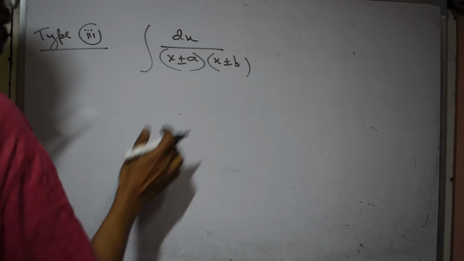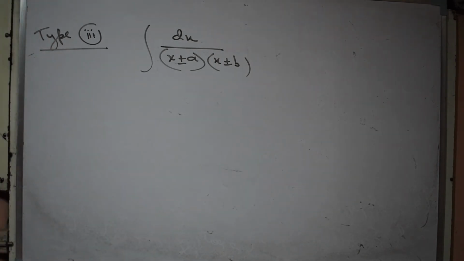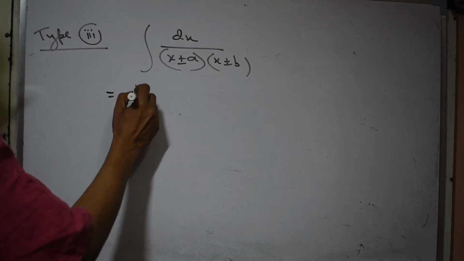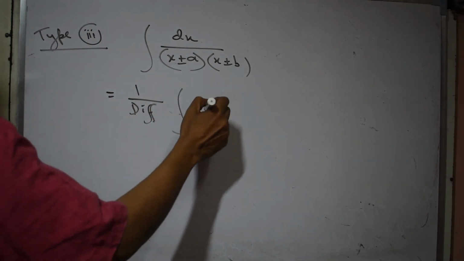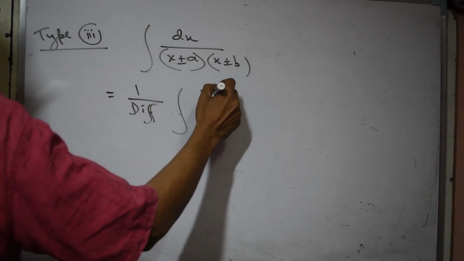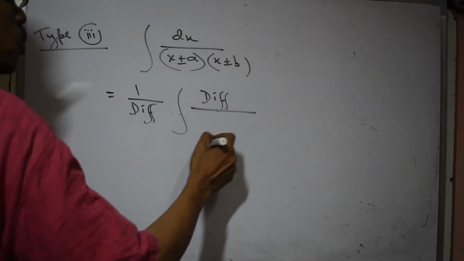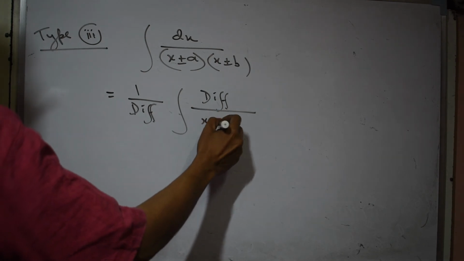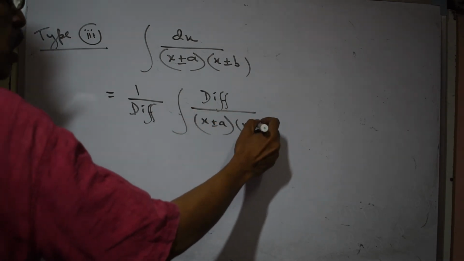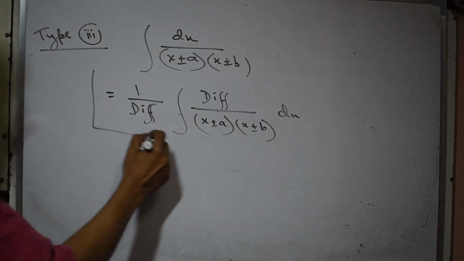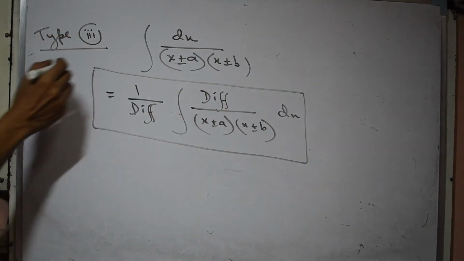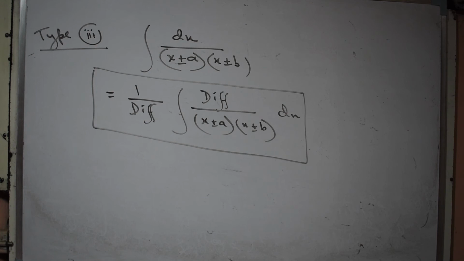What is the idea? See these two factors. Take the difference. So the rule will be 1 by the difference of the two factors, divided by this one. This is the rule. It's not a very clear idea just seeing this, so I have to give an example.